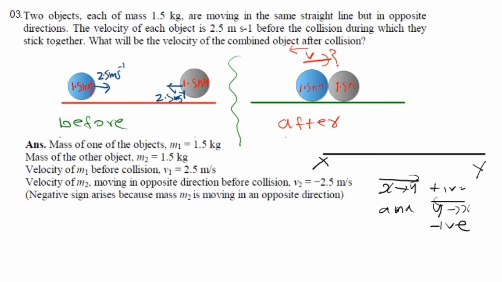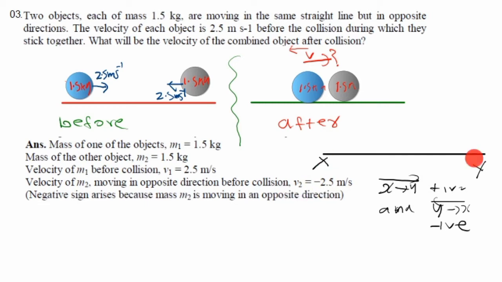The first one is moving with 2.5 m/s towards the right-hand side, and the second one towards the left-hand side, with equal magnitude and opposite direction. After the collision, both are going to stick together and move somewhere, it can be to the right-hand side with a velocity of v, or to the left-hand side with a velocity of v. We don't know what's going to happen after the collision. Now we have to analyze the result. The mass of one object is 1.5, the second object is also 1.5, and the velocity of the first object is 2.5 m/s. The second object is also 2.5 m/s with a minus sign. The minus sign indicates the motion is towards the opposite direction.